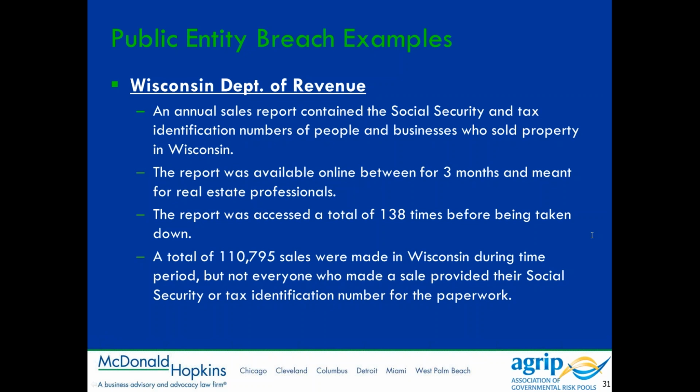They had to notify 110,795 individuals who had made real estate transactions and sales. And again, most of those probably weren't even susceptible to the breach. They weren't acquired, weren't viewed, but we were not able to tell because this information was inadvertently disclosed on the web.